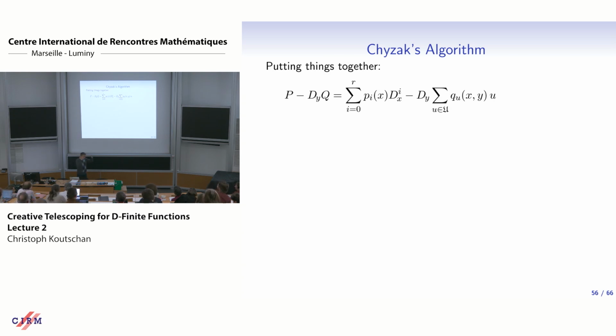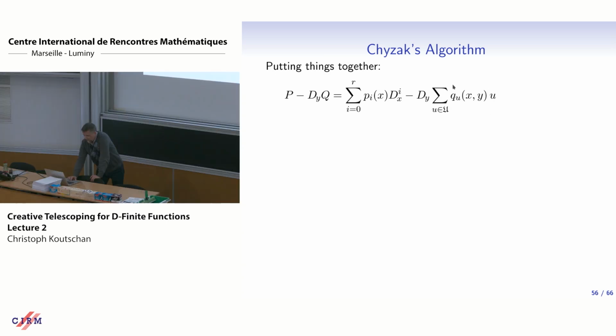Okay, so the idea of Chyzak's algorithm is to make this kind of ansatz. We want to find P and Q such that this combination P minus dy times Q is a member of the ideal, the annihilator of the given F. So we make the ansatz for the P. This is the ansatz for the Q with these bivariate rational functions and the monomials under the staircase.